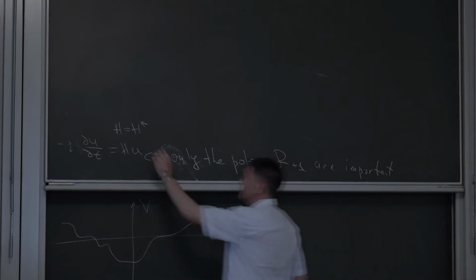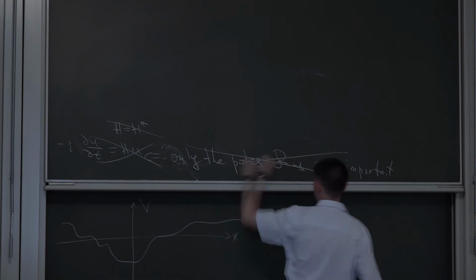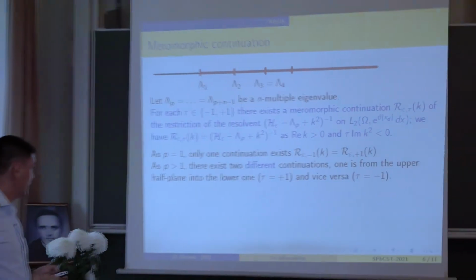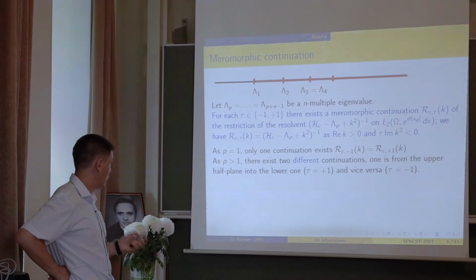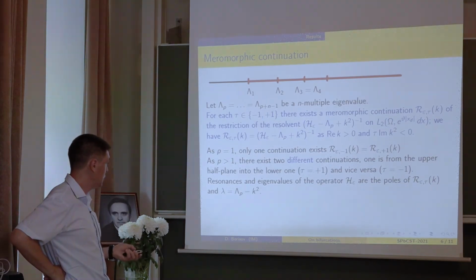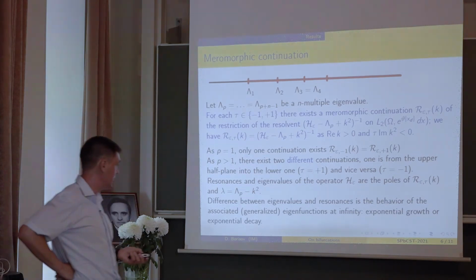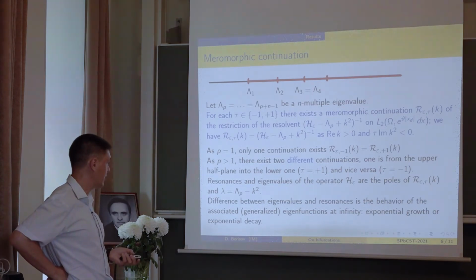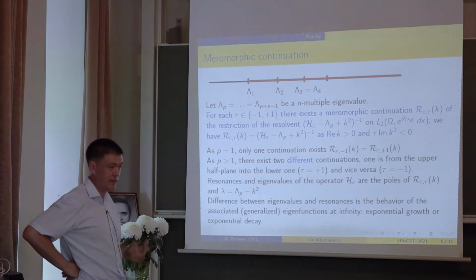This is for the case when we have a self-adjoint operator. But once this is not the case, as in my case, this is no longer true. This is why here I deal with both cases, tau equal to plus or minus 1, and as I shall show very soon, this is very important in this problem. As I said, the resonances and eigenvalues are the poles of these continuations. They are expressed in k by this formula. And again, the difference between eigenvalues and resonances is the behavior of the associated eigenfunctions at infinity. They either grow exponentially, when it is a resonance, or they decay exponentially, and then it is an eigenvalue.